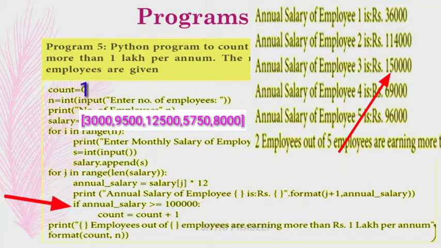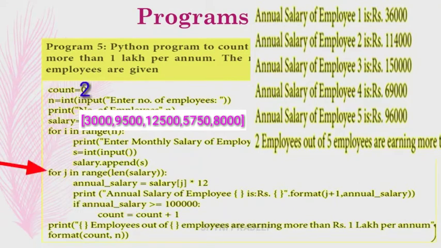If annual salary 1,50,000 is greater than or equal to 1 lakh? Yes, it is greater than 1 lakh. So this condition is true. So you have to execute the next statement, that is count is equal to count plus 1. Count value is what? 1. So 1 plus 1, 2. The count value becomes 2.